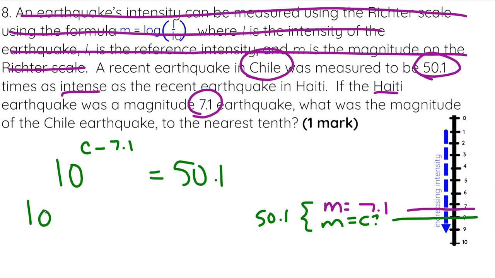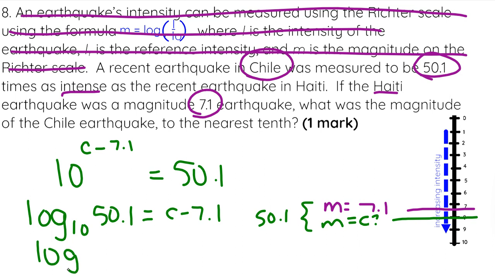So in log form, I use BAE. B stands for base, A stands for answer, E stands for equals exponent. And then to solve, I would just add 7.1 to both sides. So log base 10, we don't really need the base 10. It's just log of 50.1 plus 7.1 will equal the magnitude in Chile. So already I feel like I'm on a good track for that because I'm adding to 7.1. In other words, I'm making it bigger.